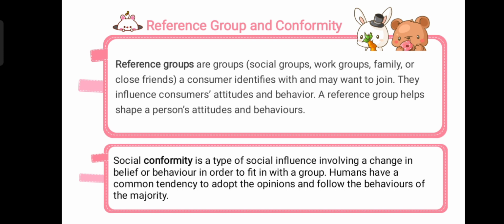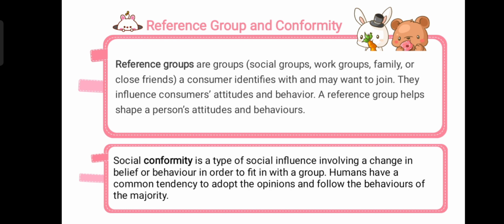So, what is reference group? Reference groups are groups such as the social groups, work groups, family, or close friends a consumer identifies with and may want to join. They influence consumers' attitudes and behavior. A reference group helps shape a person's attitudes and behaviors. While social conformity is a type of social influence involving a change in belief or behavior in order to fit in within a group. So humans have a common tendency to adopt the opinions and follow the behaviors of the majority.